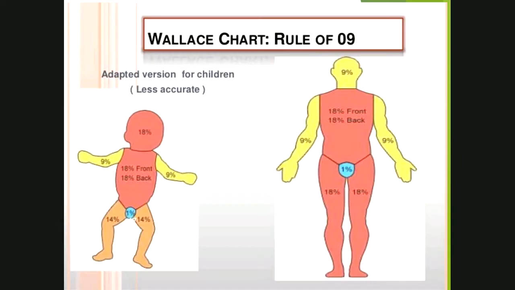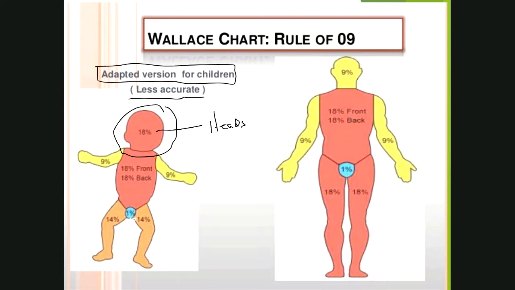It works for children too. But with children, their body proportions are different than they are in an adult, and so it's not nearly as accurate. Children have big heads. Their heads are a much bigger proportion of their body, and so you have to take all that into account. But there's an adapted version for children as well. But again, it's not quite as accurate.